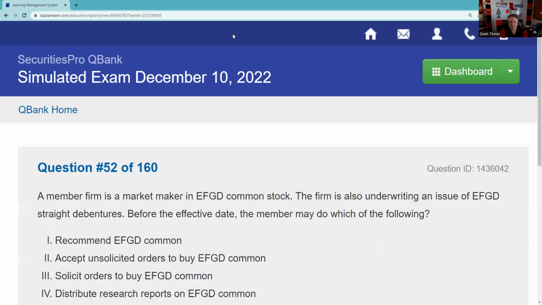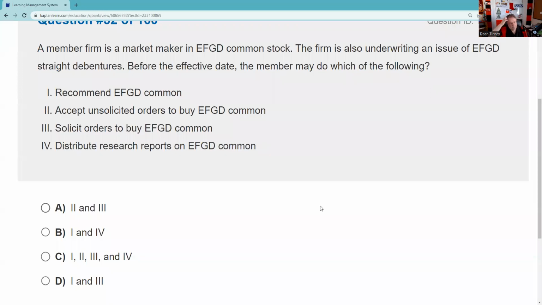Question 52. A member firm is a market maker in EFGD common stock. I don't know why it keeps being EFGD. I'm going to ask the Kaplan subject matter expert on 24, Bill James. That's got to have some meaning. I don't know why he's using that as the ticker all the time. Anyways, the firm is also underwriting an issue of EFGD.